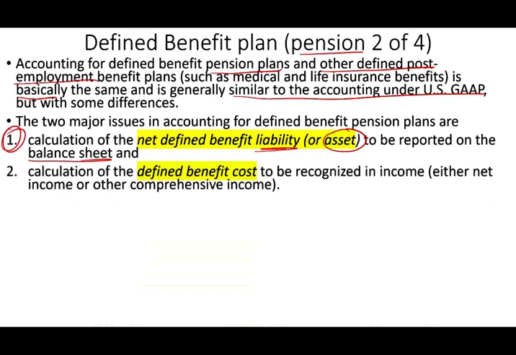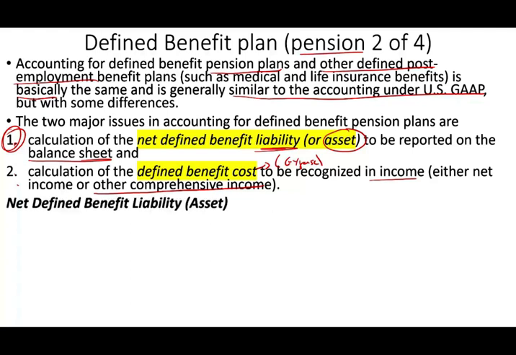The second topic is we have to determine the defined benefit cost. I should have put an expense. We have to determine the expense to be recognized in income for that period, or sometimes some of it recognized in other comprehensive income. So we have to know how much we're going to be recording as an expense, either on the income statement or how much we're going to be recording in other comprehensive income. So we're going to be breaking those two components down in a moment, starting with net benefit, either liability or an asset.